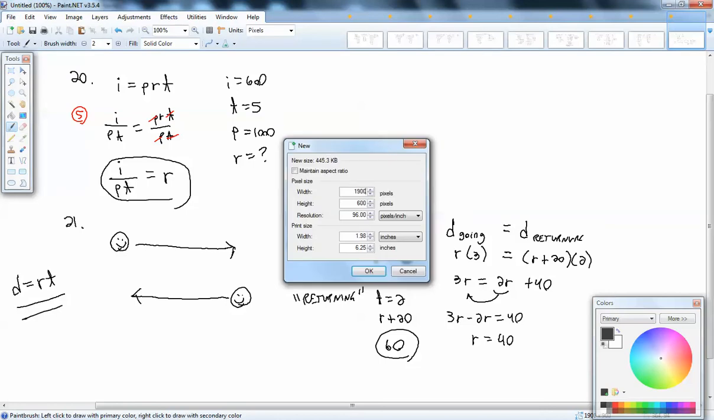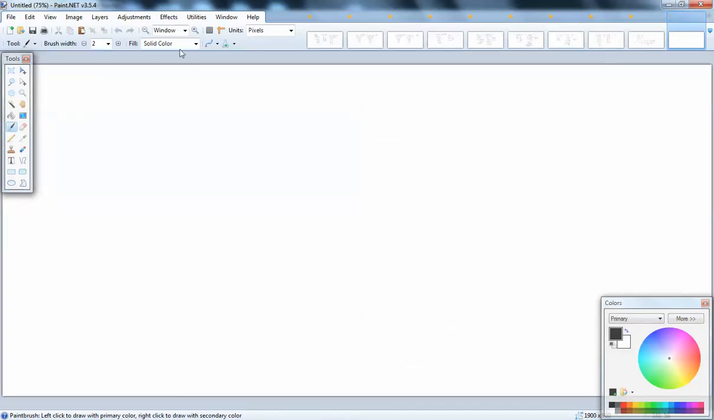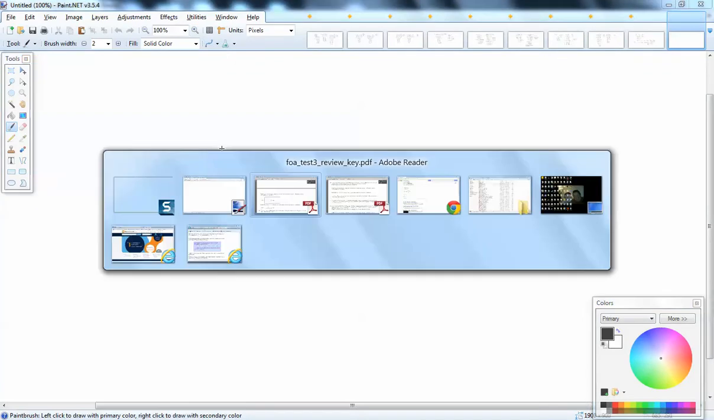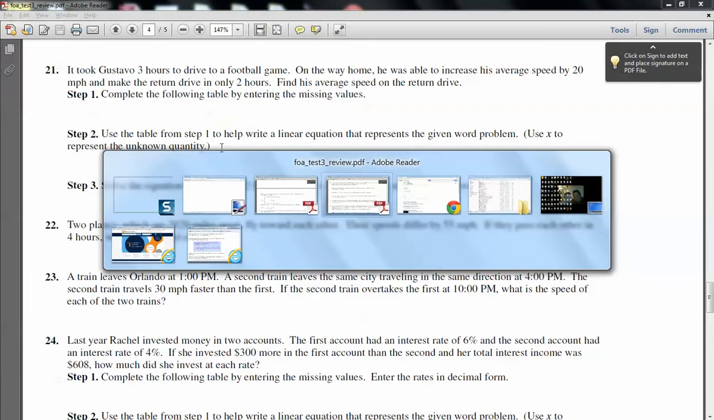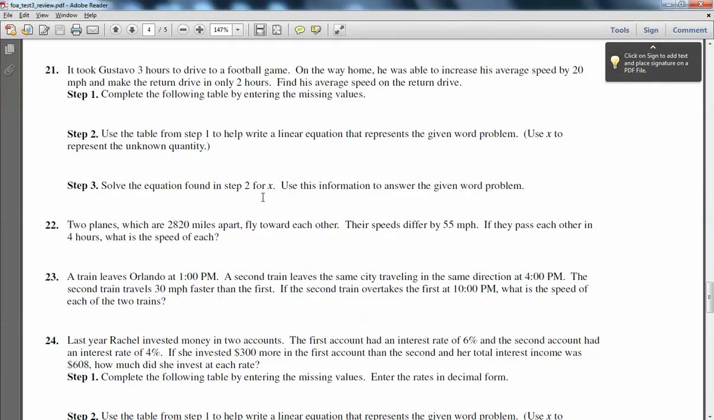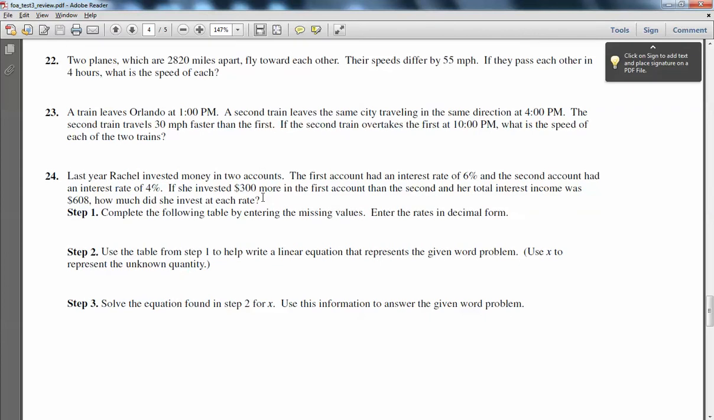Yes, it is in question when I'm working distance problems. I'm not that great at them. That was 21. I didn't quite follow directions. It said use the box and set it up, but you get the idea.